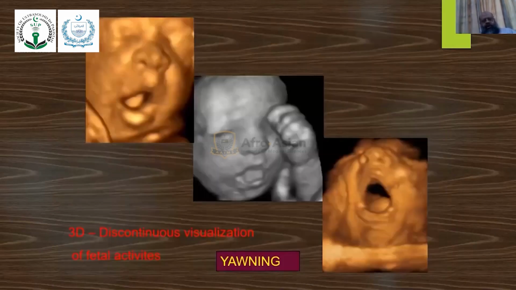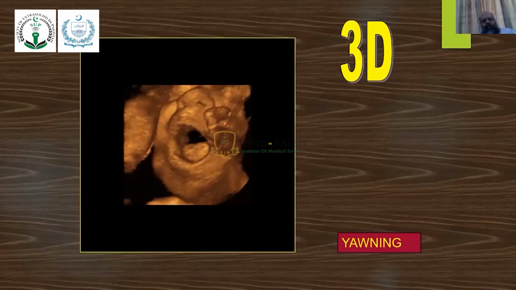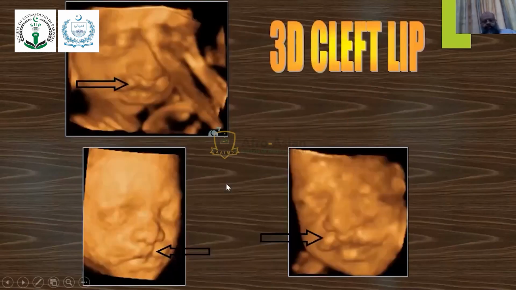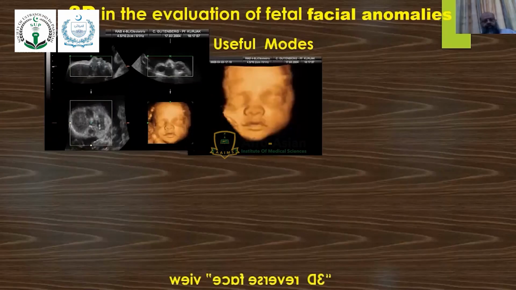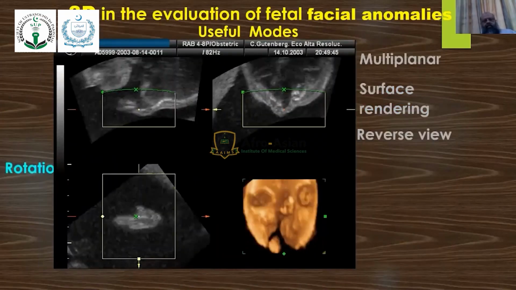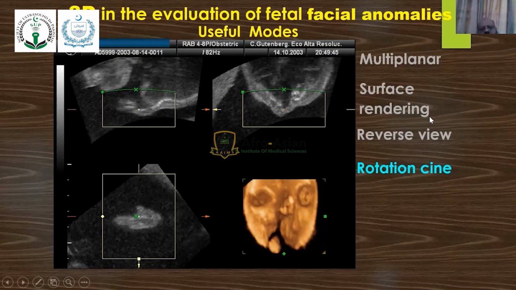This is yawning in 3D, and here you can see cleft lip. This is 3D of the cleft lip. We can have multiplanar surface rendering, reverse view and rotation cine to diagnose the cleft lip or any facial defects.